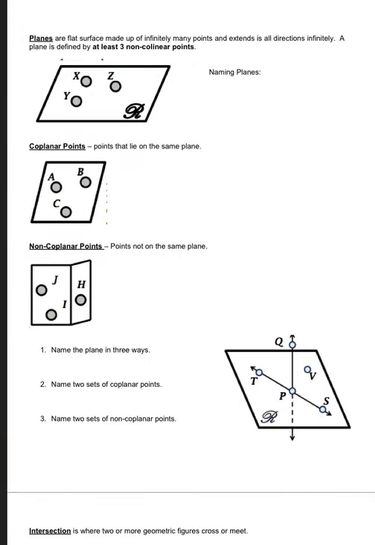So we started this whole process by talking about vocabulary words, points, lines, and planes, but I haven't mentioned planes yet, so I want to take a few moments to talk about planes. So planes are flat surfaces made up of infinitely many points and extends in all directions infinitely. A plane is defined by at least 3 non-collinear points. So you got to think about, planes are usually represented by a slanted rectangle like in this picture, or a tabletop, or a desk, or a wall.